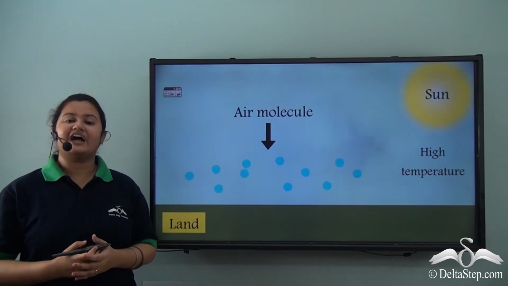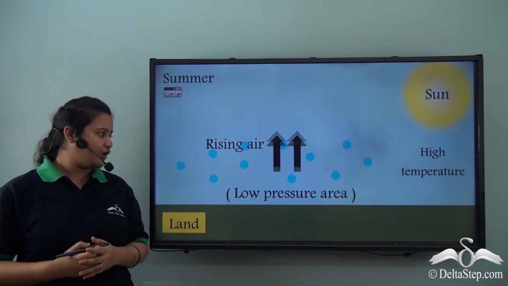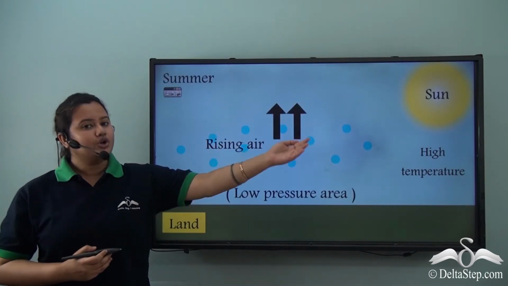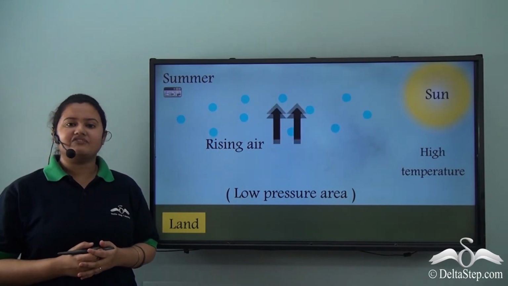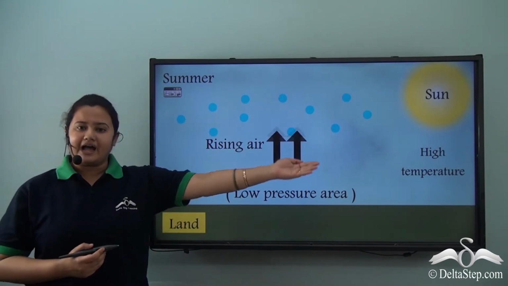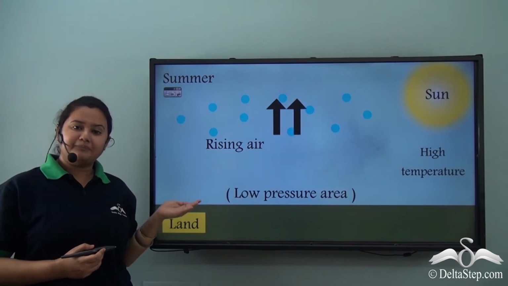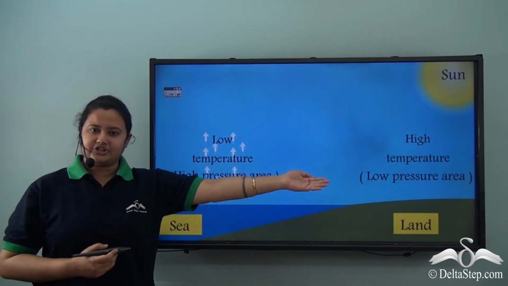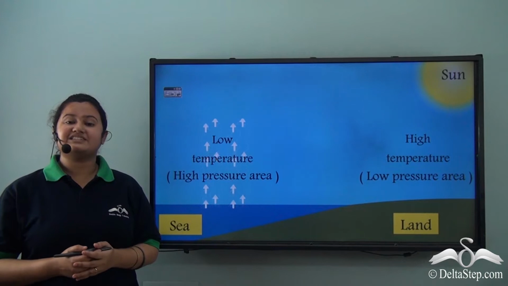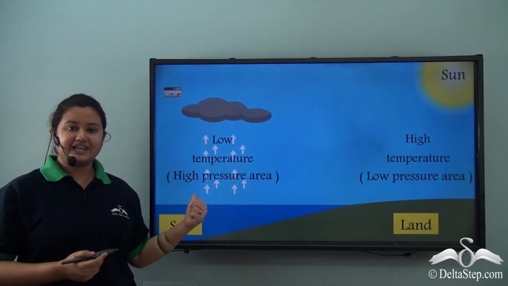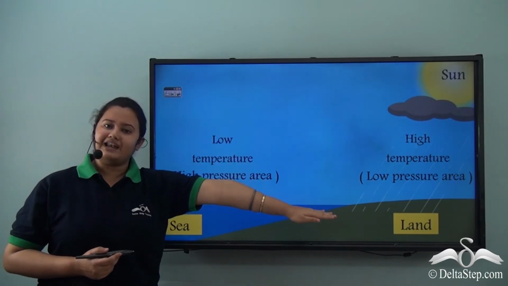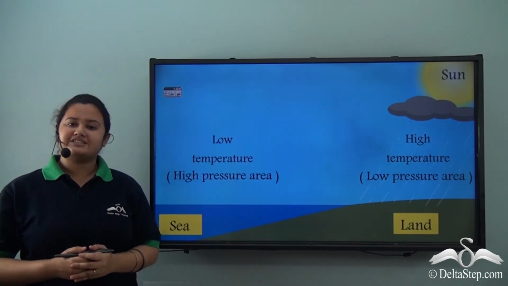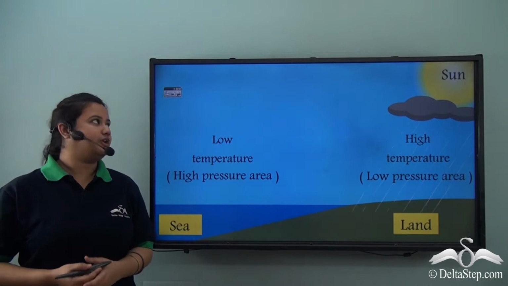Now we know that winds always travel from high pressure to low pressure area. Therefore, during summer, the winds travel from sea to land, or from high pressure area to low pressure area. Now, since these winds originate from the sea, they pick up moisture and cause rainfall over the land masses. So, during summer, we experience rainfall.